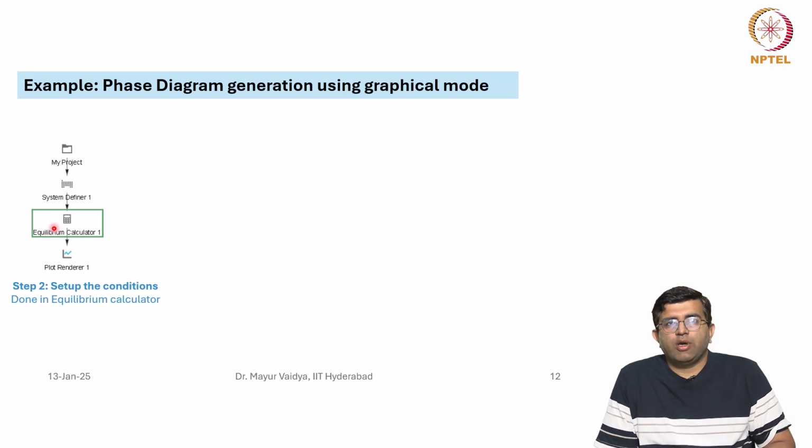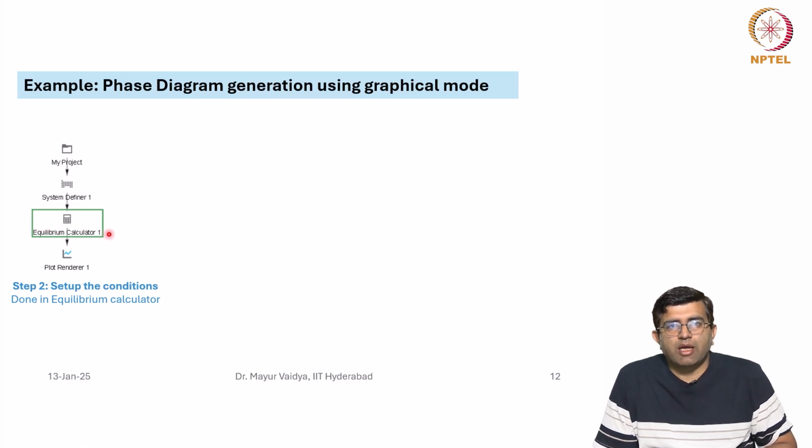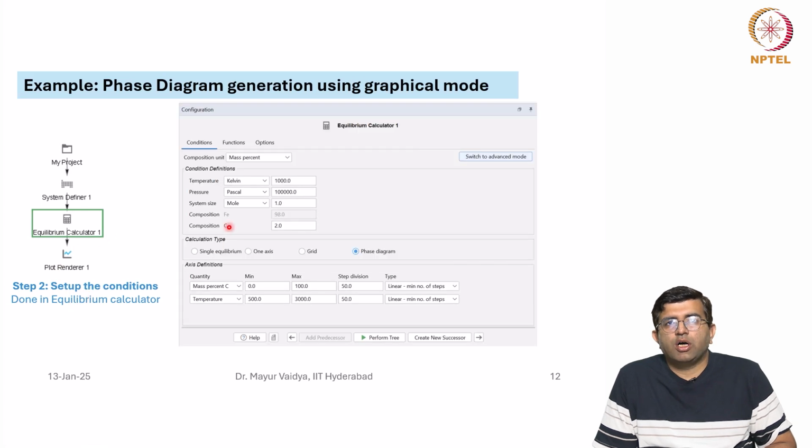Then what you have is something called the equilibrium calculator, which allows you to set up the conditions. For example, here you can see that the temperature is up to 1000 Kelvin, the pressure is atmospheric pressure, and the system size is 1 mole. This is up to 2% carbon that we are going to plot.